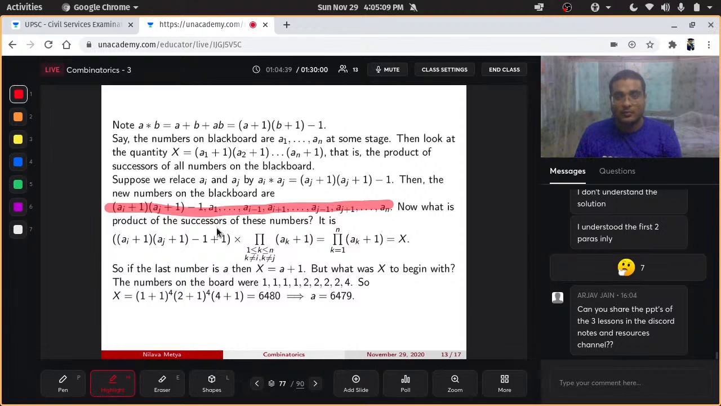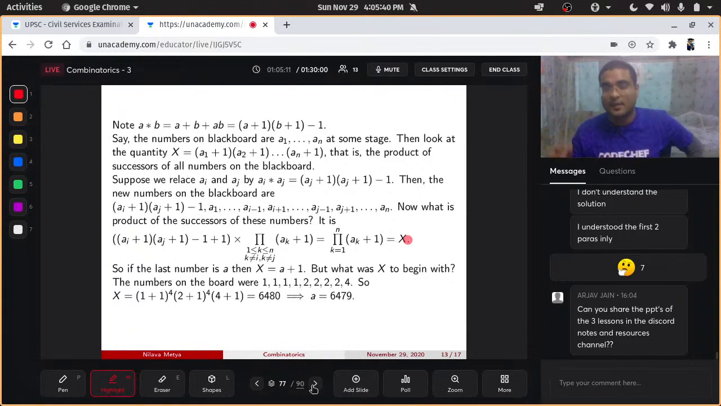Okay, so these new numbers on the blackboard, this is the product of successors for the current numbers that I have on the blackboard. And if you evaluate that, it comes out to be the previous X only. So I'm saying that the product of successors never changes. Successor means if A is a number, the successor of A is just the next number which succeeds A, that is A plus 1, in natural numbers, of course.